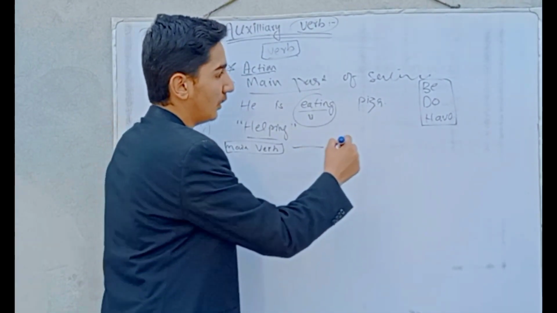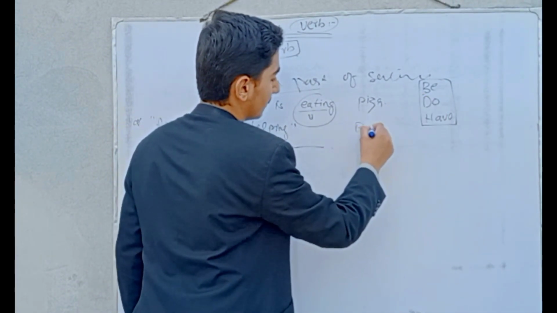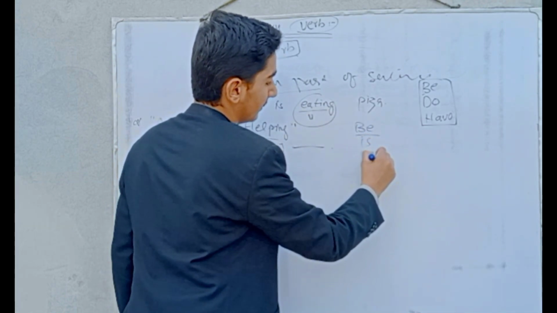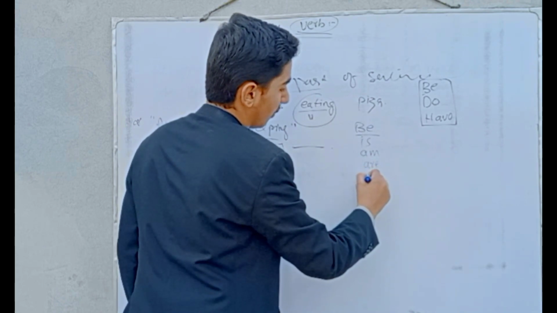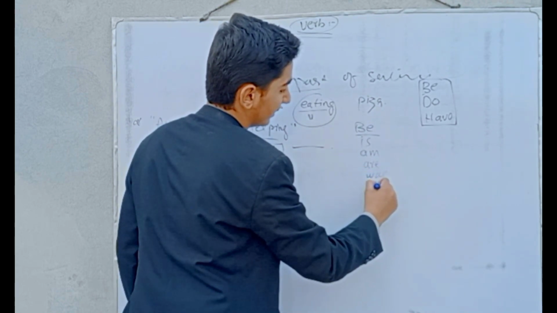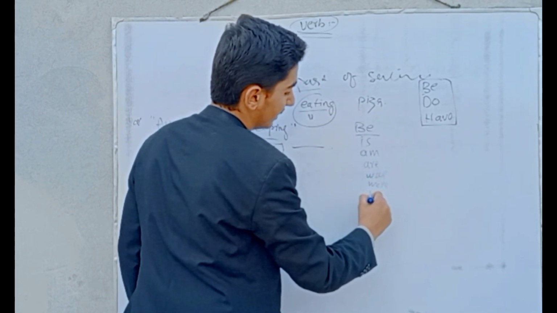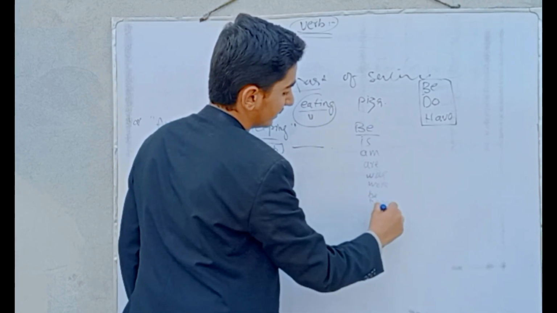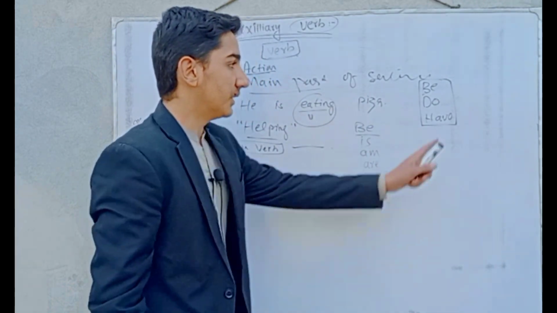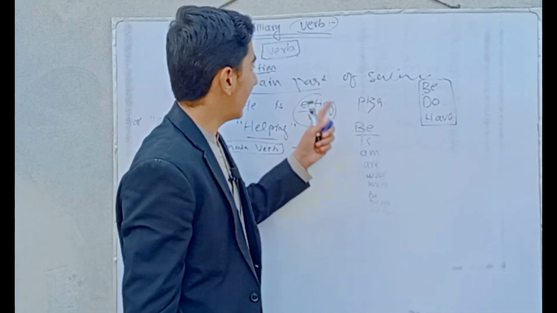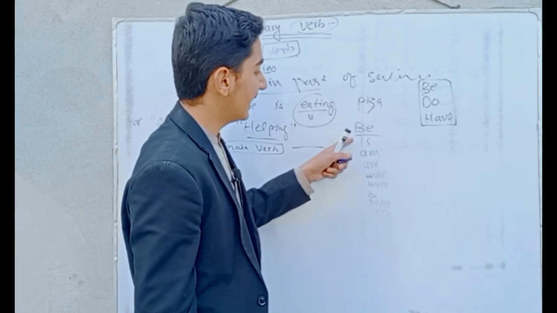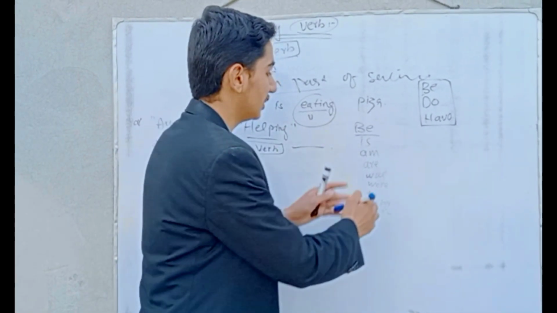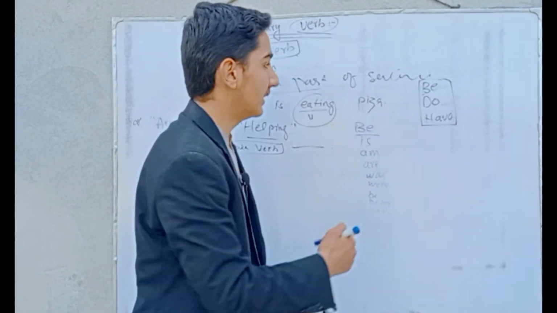First of all, we know about be. What is be? In be we have is, am, are, was, were, be, being, and been. Be is the auxiliary verb, but be contains is, am, are, was, were, be, being, been. These are the words that are available in be.